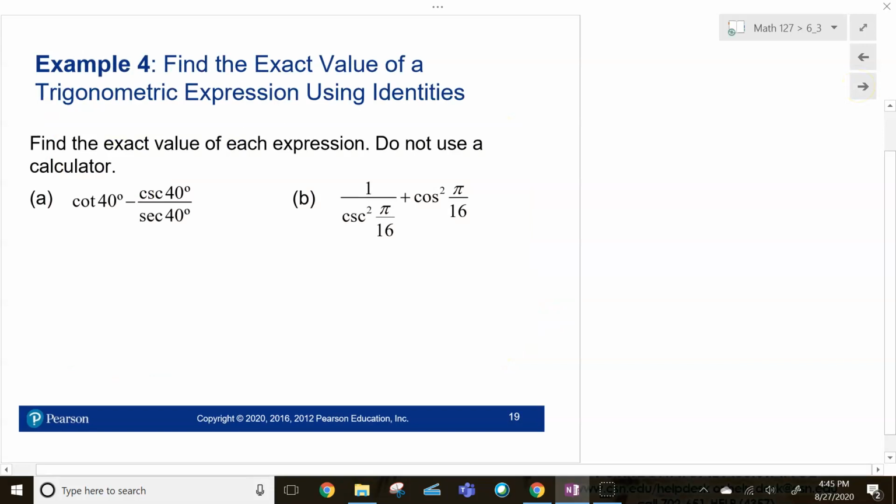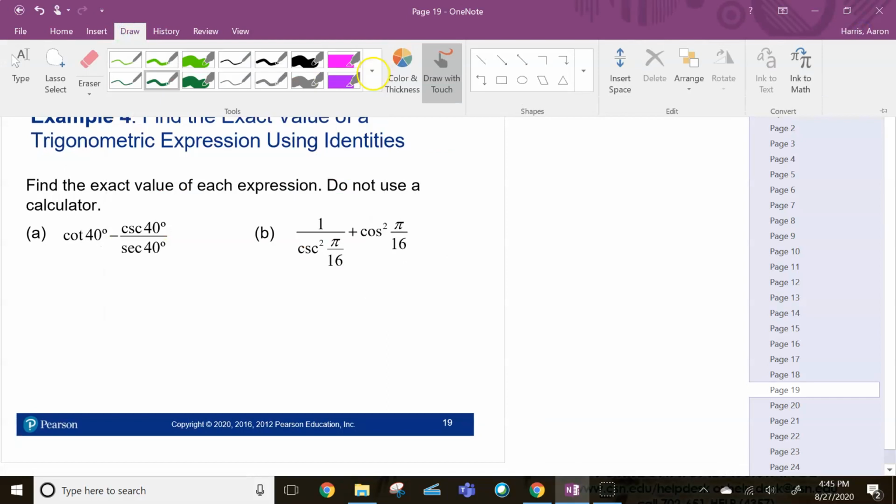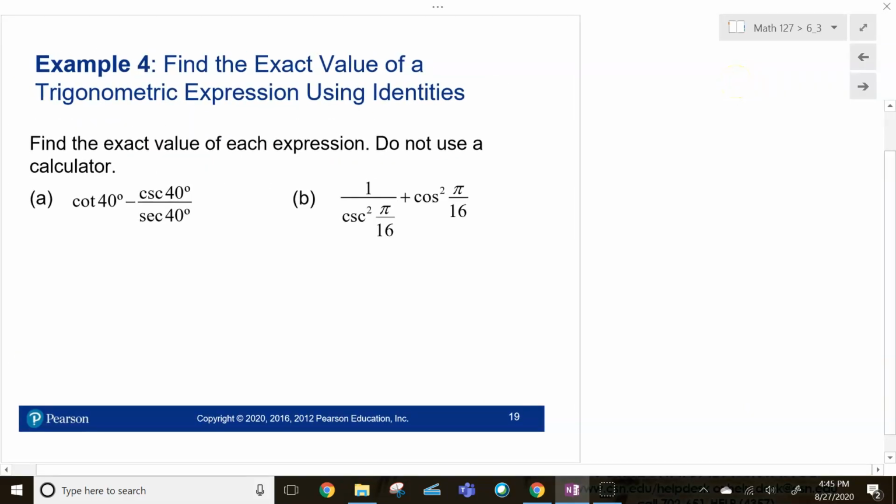All right. Find the exact value of each expression. You guys know I love my blue. I got to go back to my blue here. Do not use a calculator. So we're going to use those fundamental identities that we just learned about. What I like to do when I'm doing these is, I've got cotangent of 40 here and cosecant. I put everything in terms of sine and cosine.